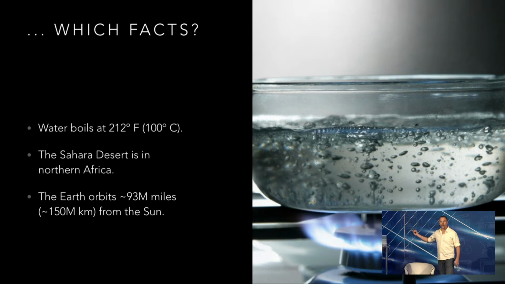Well, wait a minute, here are some facts. It's true that water boils at 212 degrees Fahrenheit if you're in the United States, or 100 degrees if you're anywhere else. If the Sahara Desert is in northern Africa, that's a fact. It's a fact that the Earth orbits the sun at about 93 million miles. All of these things are facts, right? We want to start with the facts.